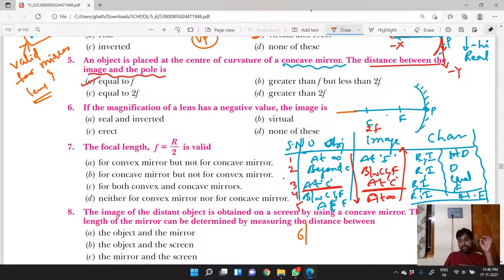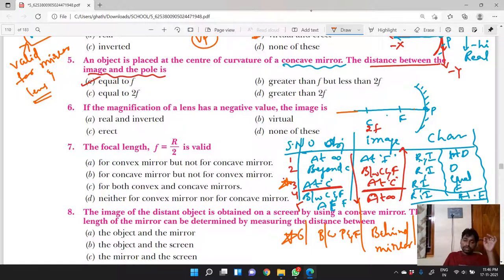That is when the object is placed between pole and focus. Then the image is formed behind the mirror, or inside the mirror, and the image characteristics are virtual. Very important question. I am expecting one question from this concept or notes in the exam. Virtual, erect, magnified.